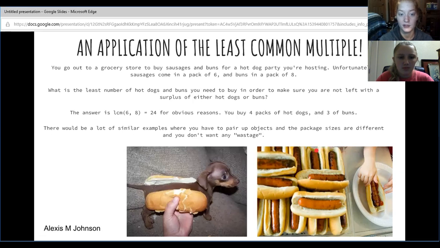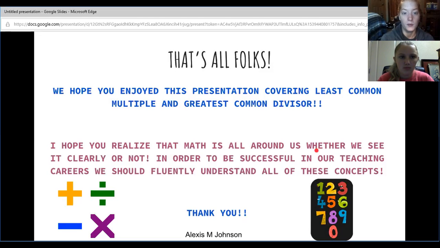There would be a lot of similar examples where you have to pair up objects and package sizes are different. You don't want any wastages. We hope you enjoyed this presentation covering least common multiple and greatest common divisors. I hope you realize that math is all around us, whether we see it clearly or not. In order to be successful in our teaching careers, we should fluently understand all of these concepts.